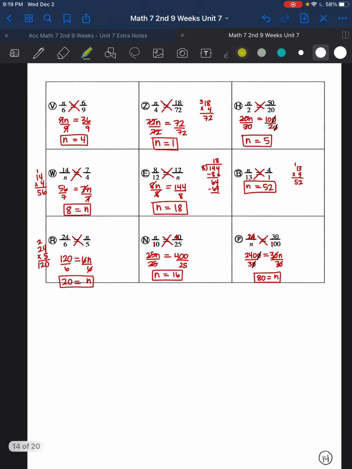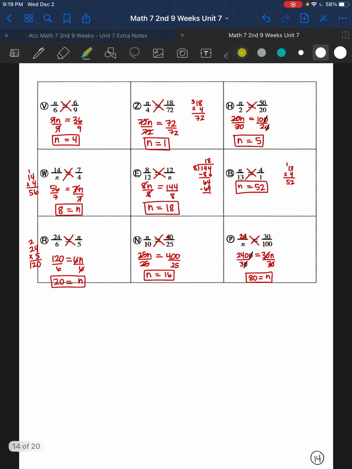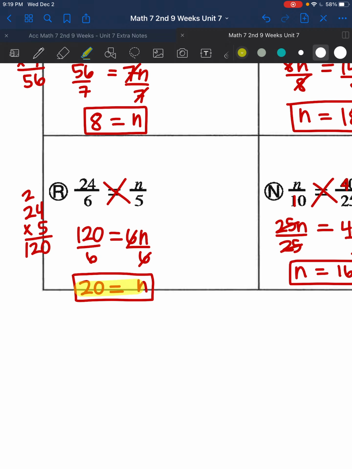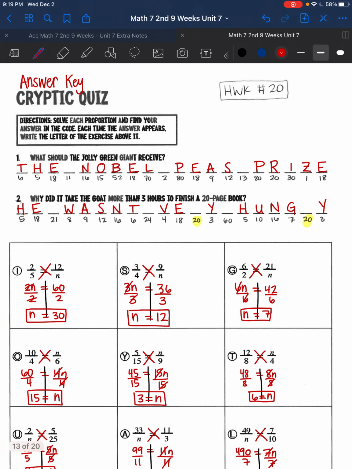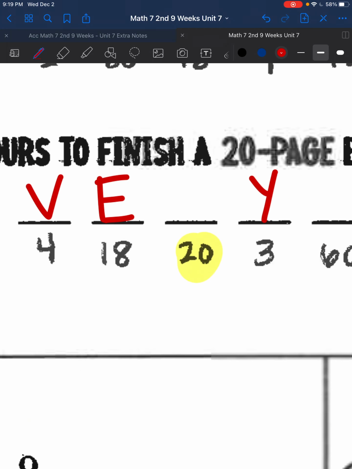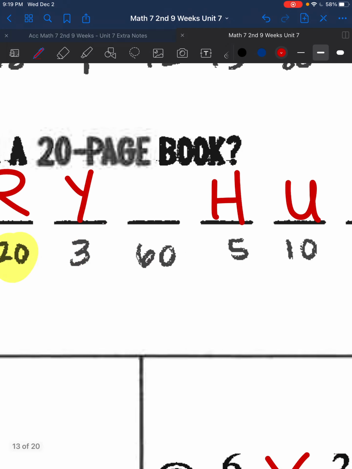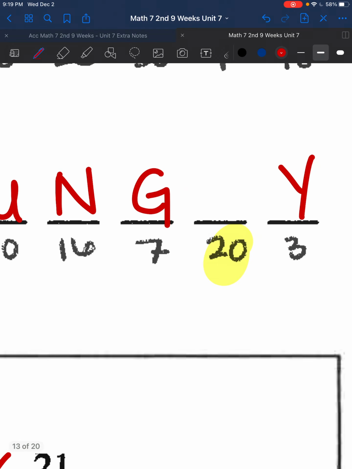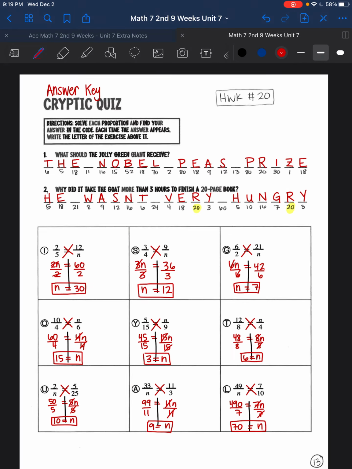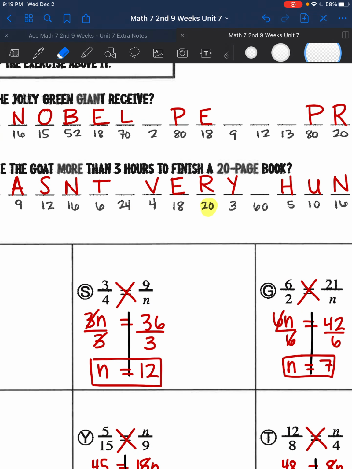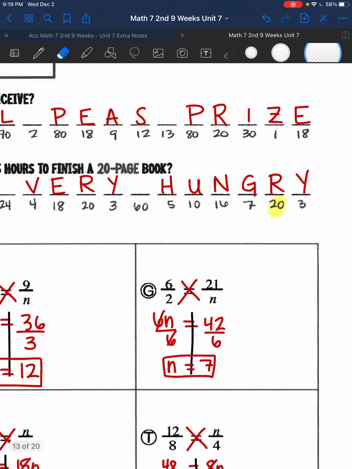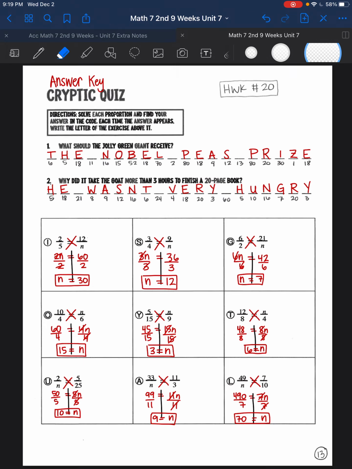So notice I'm missing 20. So that should probably be our R's. And look, I got 20. I just somehow missed writing those in. So we're going to write those in. He wasn't very hungry. So, oops.